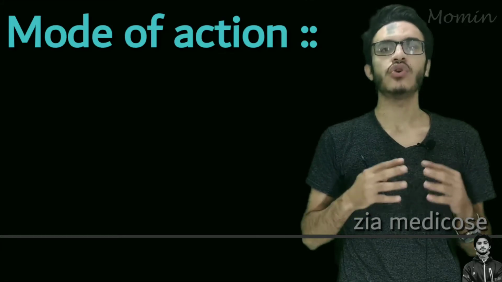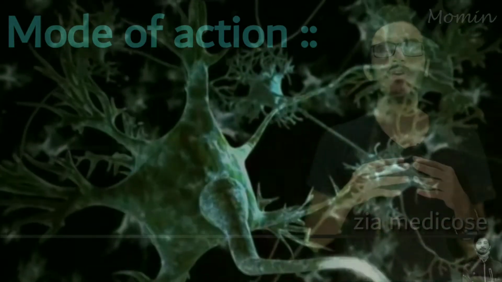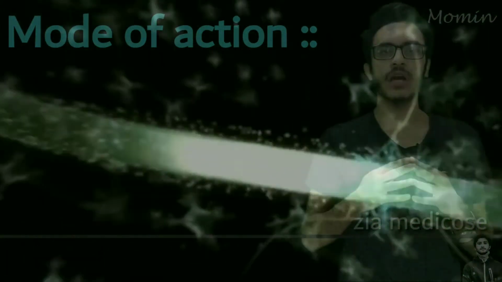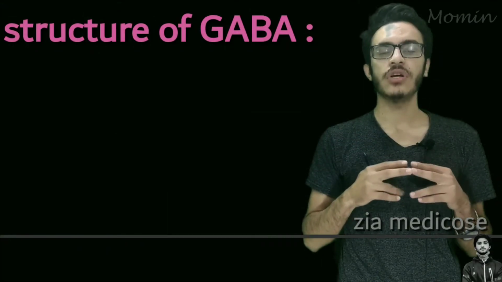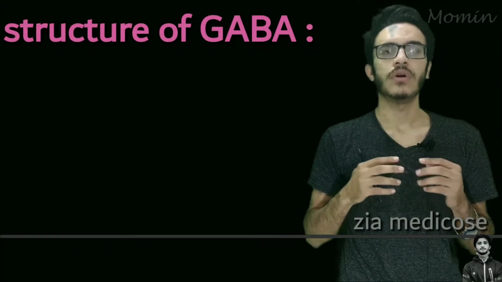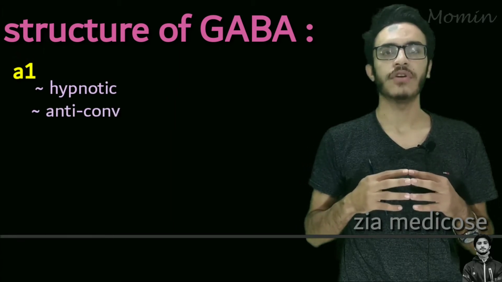Now we will discuss its antidepressant mode of action. It increases the activity of gamma-aminobutyric acid, an inhibitory neurotransmitter, which decreases the brain activity. Now the structure of the gamma-aminobutyric acid receptor actually consists of 5 subunits. Alpha 1 subunit is responsible for hypnotic and anticonvulsant activities.